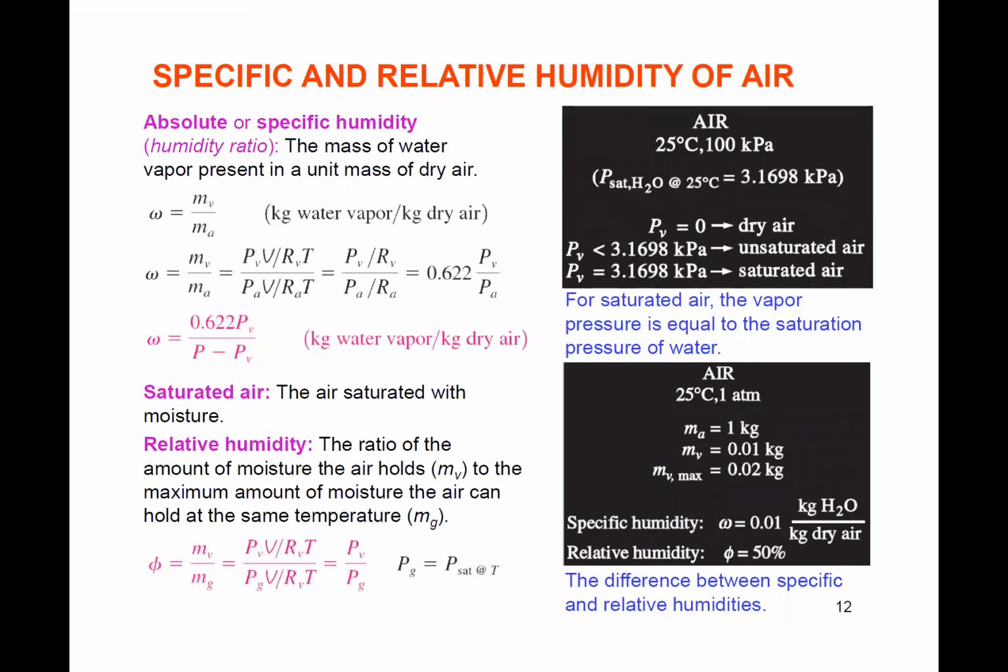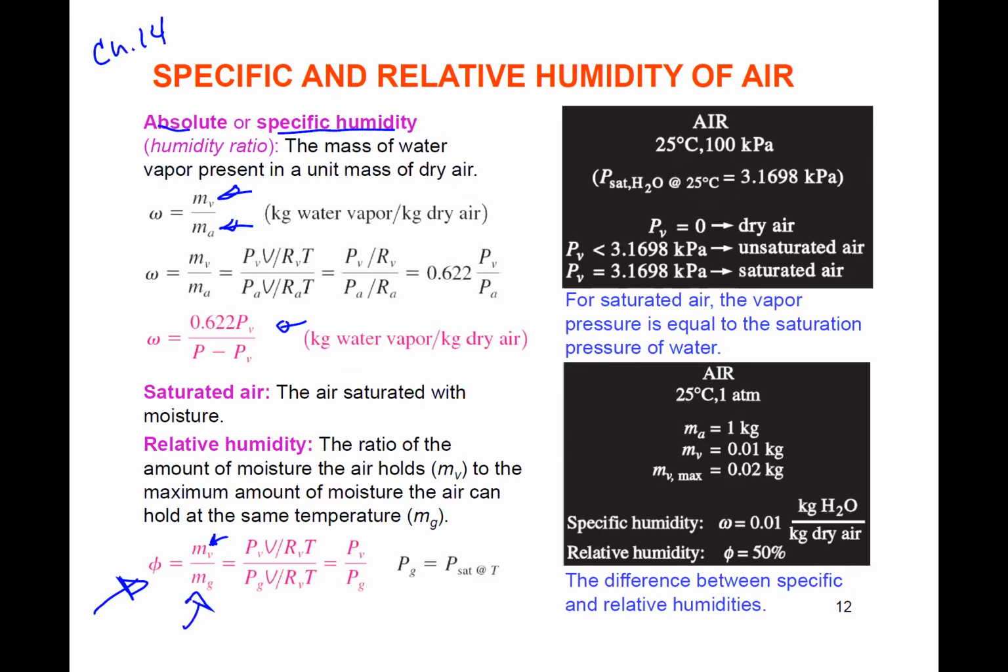All right, so then we shifted to chapter 14, and there are some new properties. We have the absolute or specific humidity, which is just the mass of the vapor over the mass of the dry air. There's a version when you put in the ideal gas law that simplifies this, but the general equation is mass of vapor over mass of dry air. And then we have relative humidity, which has the same mass of vapor in the numerator, but the denominator is different.